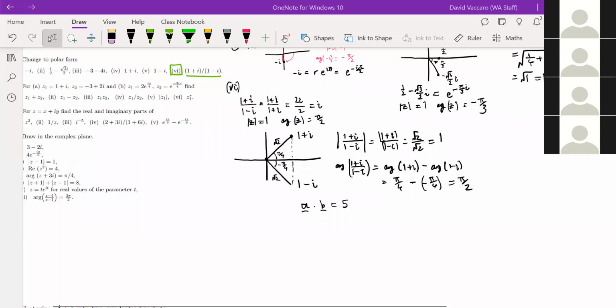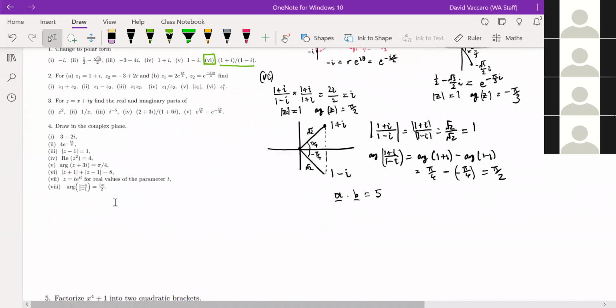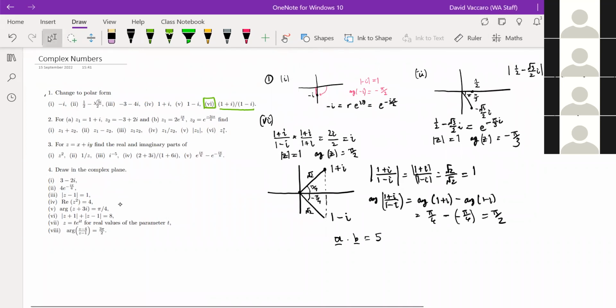Okay, I'm going to move on. So question number 1 is done. We've changed into polar form. I'm going to pass over questions number 2 and 3 and concentrate now on question 4.